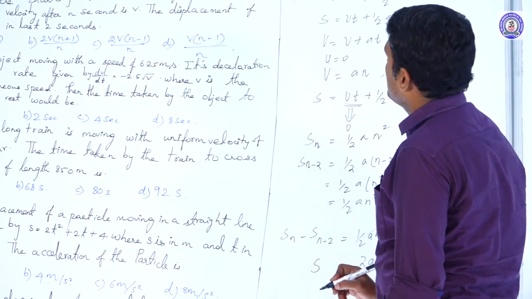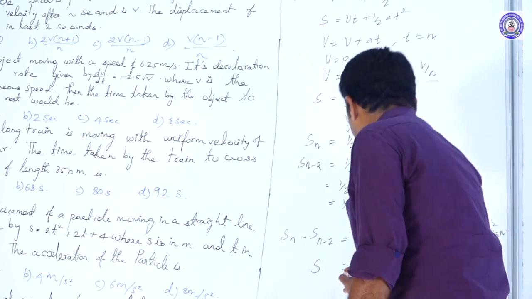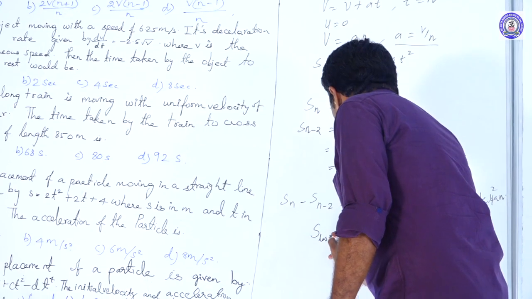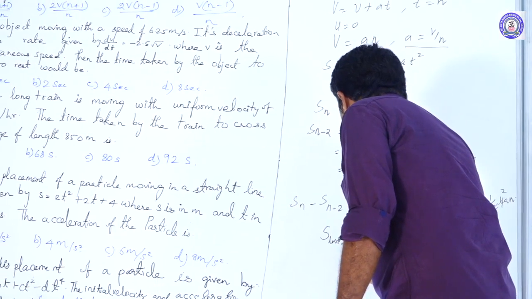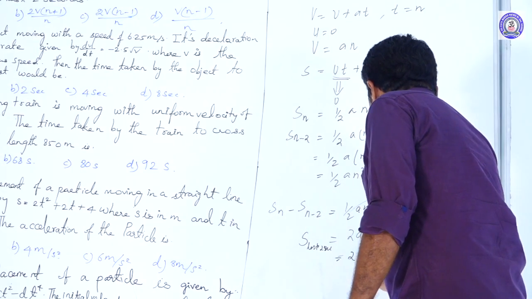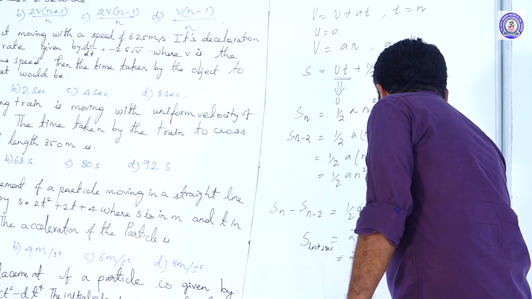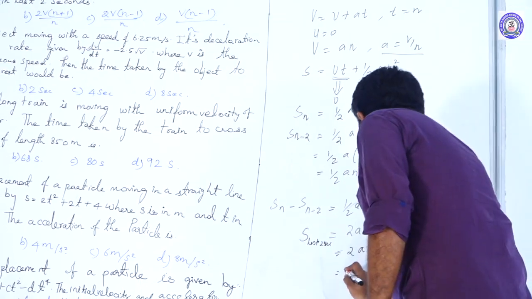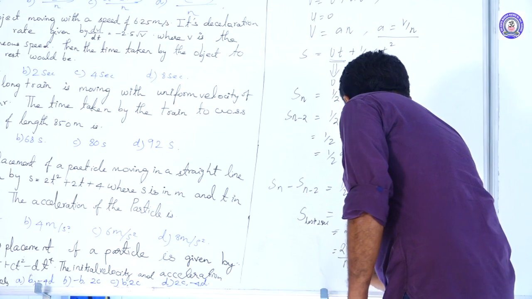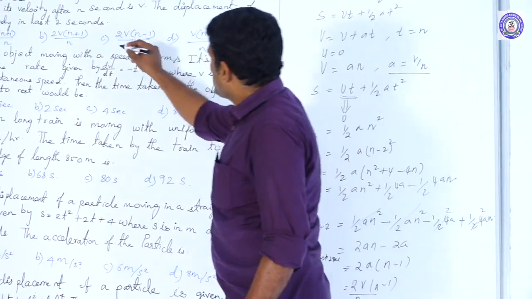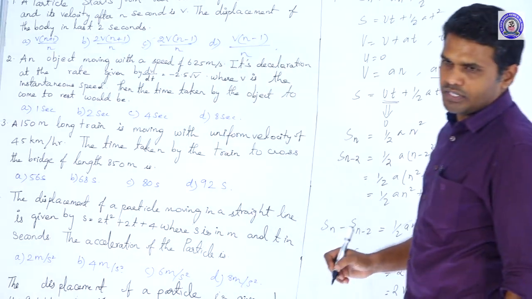I am taking it simply as the displacement in the last 2 seconds. Last 2 seconds is 2an minus 2a. I am taking 2a out, n minus 1. a is calculated already as v divided by n. On substitution, you will have 2v divided by n into (n minus 1). So 2v divided by n into (n minus 1) is the answer for this particular question.